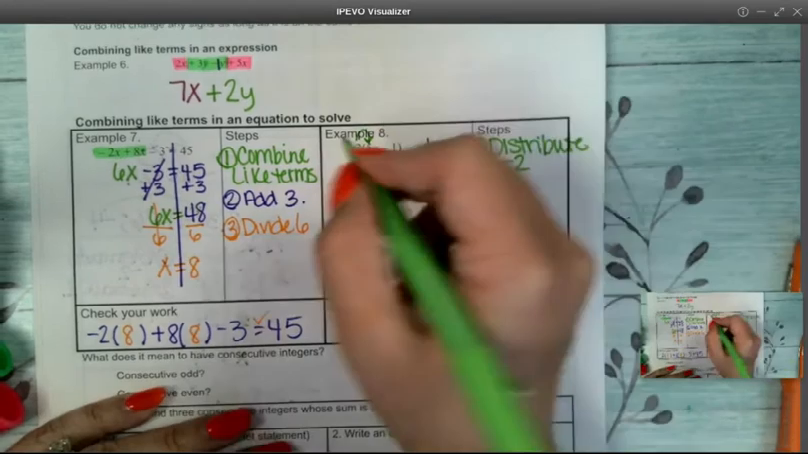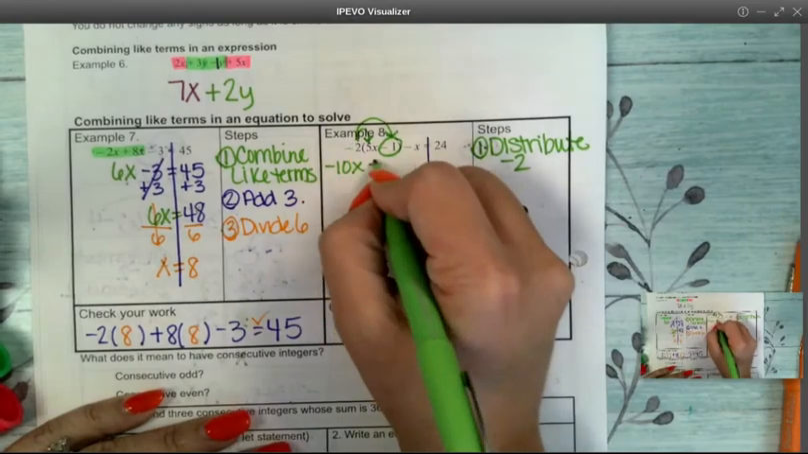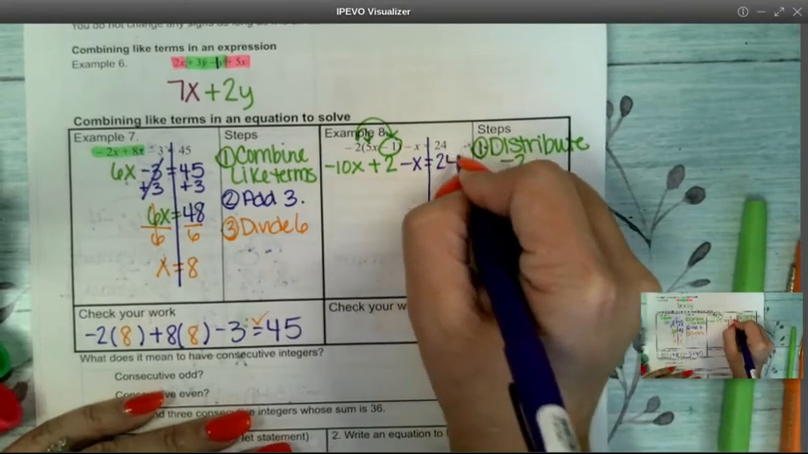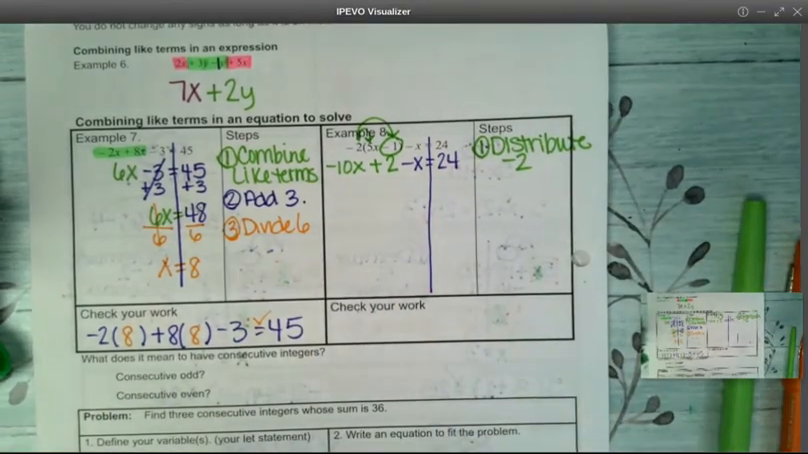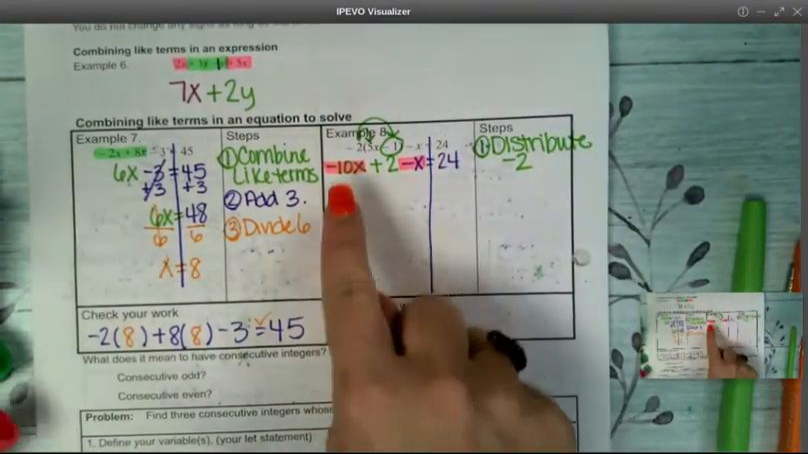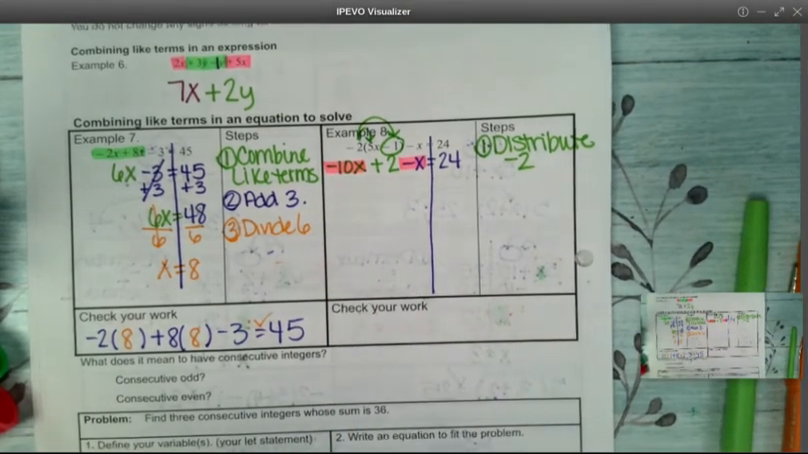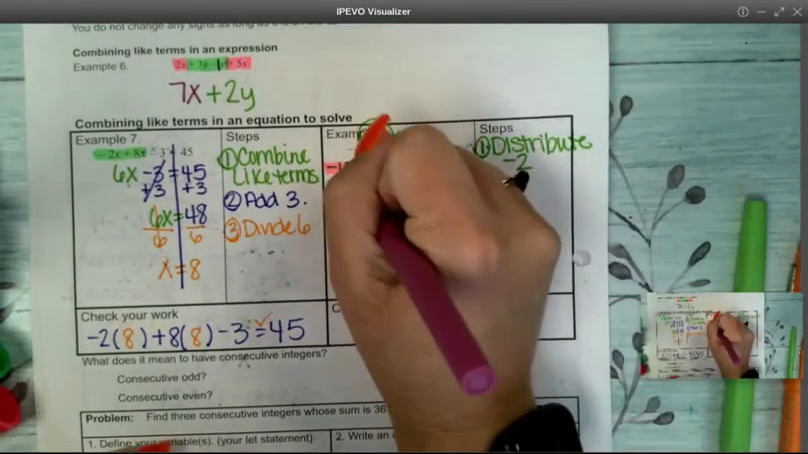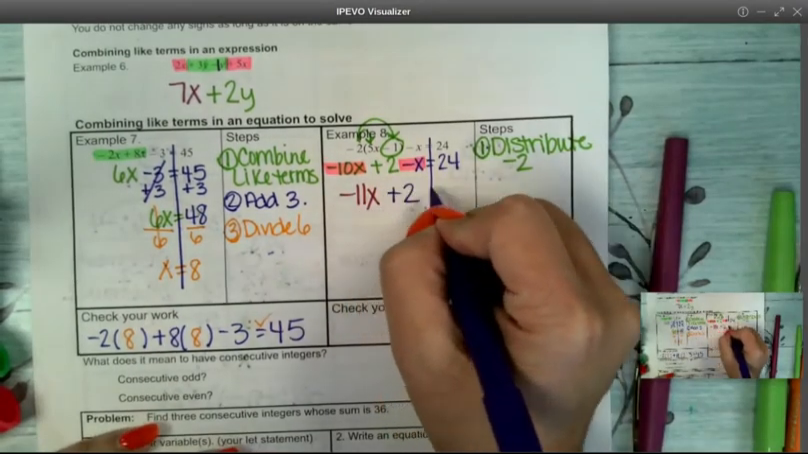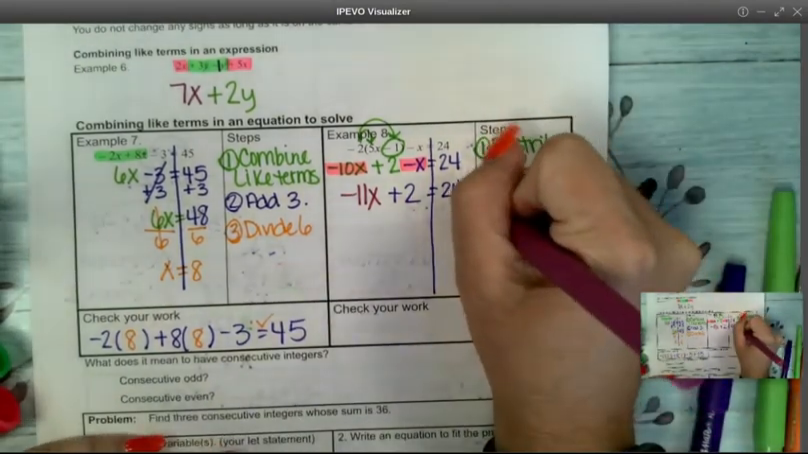So negative 2 times 5x is negative 10x. And negative 2 times negative 1 is a positive 2. And then I'm just going to bring down everything I didn't touch. Minus x equals 24. Now, to combine like terms, this time my like terms are negative 10x and negative x. So when I look at that, negative 10x minus 1x is simply negative 11x. Then I'm just going to drop down everything that I haven't touched. So that's the plus 2 equals 24. And that step is called combining like terms.